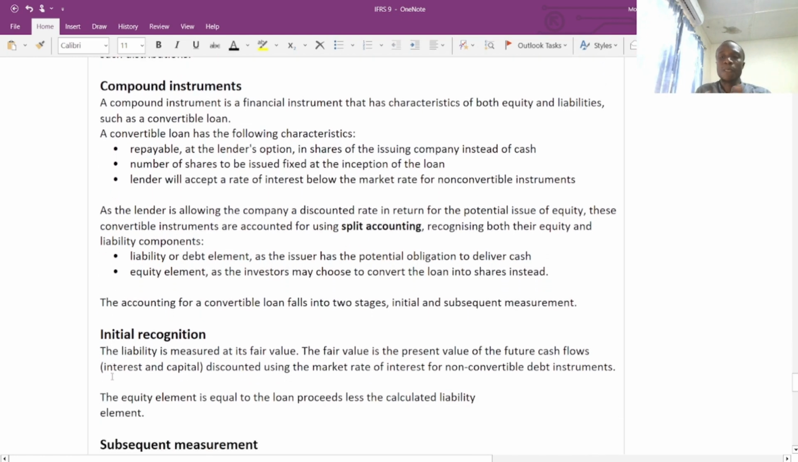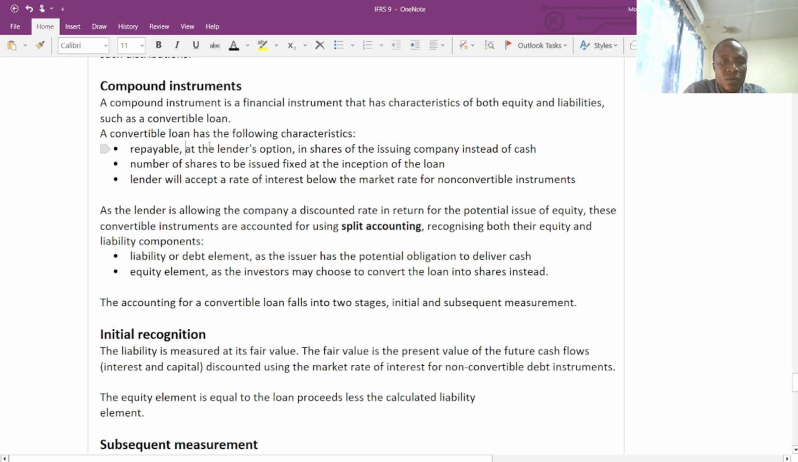So now, when we are talking about a compound financial instrument, it is a financial instrument that has the characteristics of both debt and equity. It can be equity and it can be liability. When I'm talking about debt, it means liability. So, for example, we are talking about a convertible loan. A convertible loan has the following characteristics. One, repayable at the lender's option.